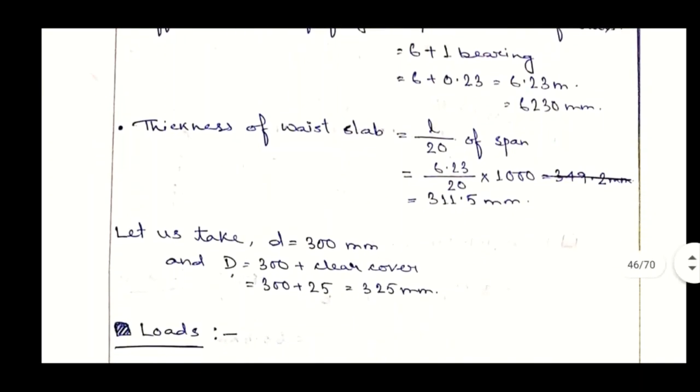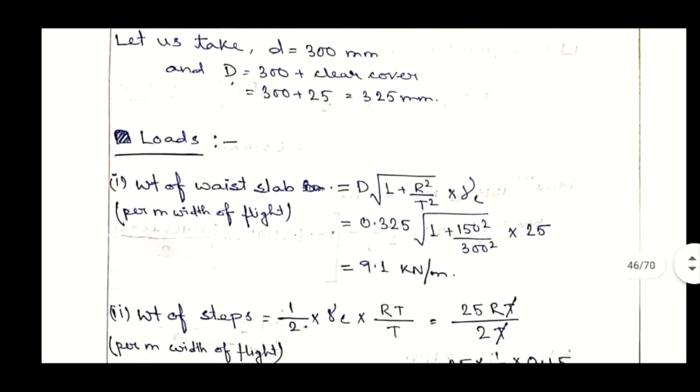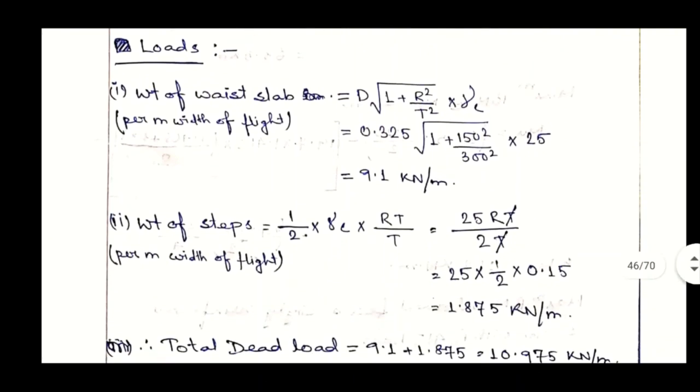Now let us take the effective depth as 300 mm. We assume that the effective depth is 300 mm. Now we have to calculate the overall depth. We may provide a clear cover of 25 mm. So 300 plus 25, that is equal to 325 mm, that is the overall depth. Now we have to analyze the loads, which depend upon the overall depth, riser size, tread size, and definitely gamma c, that is the unit weight of RCC.